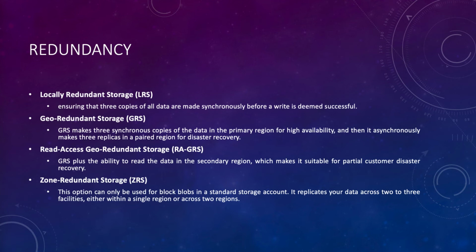You can't change the redundancy settings after they're set up. This is hugely important. Remember, you cannot change the redundancy setting after they're set up, except in the case of zone redundant storage. So the redundancy services are locally redundant storage or LRS, geo-redundant storage or GRS, read access geo-redundant storage or RA-GRS, and finally zone redundant storage or ZRS.